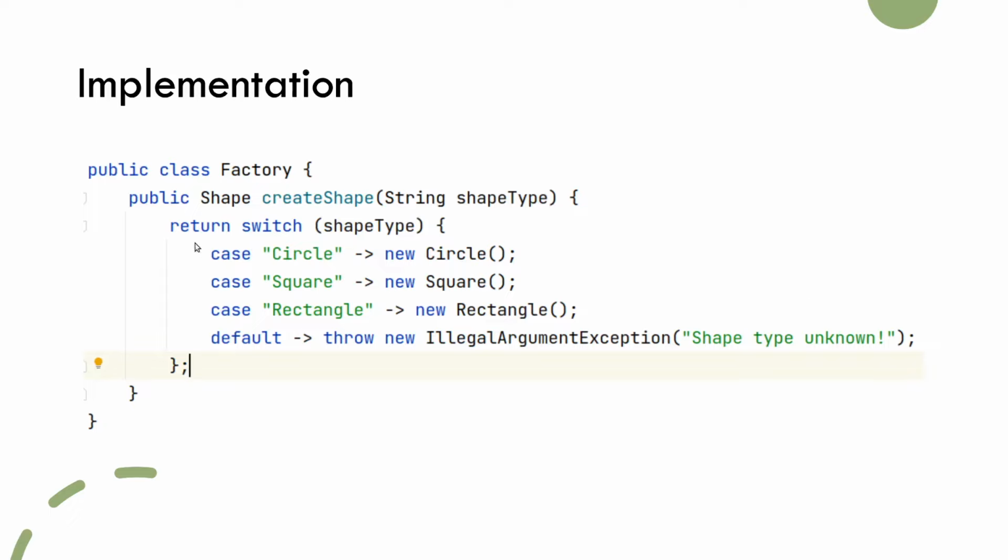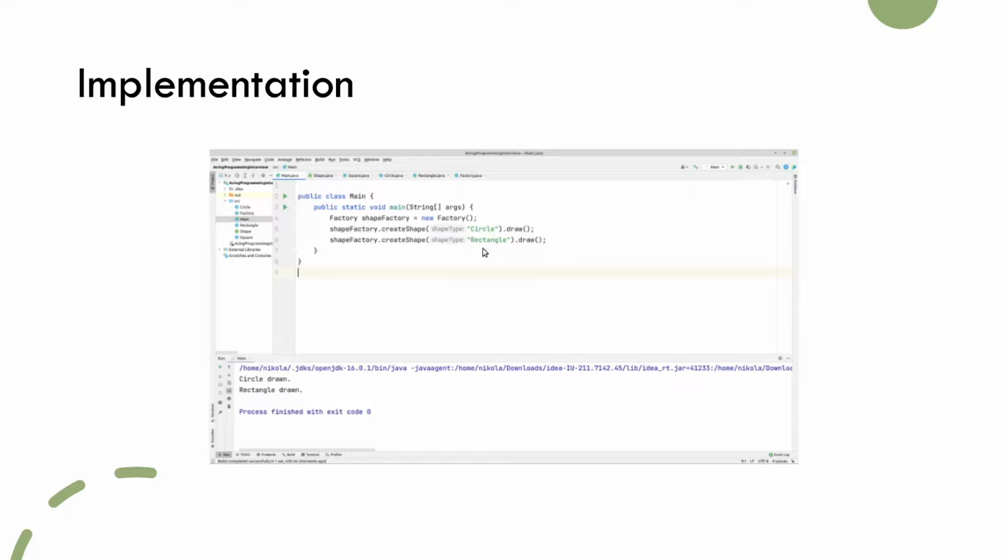Usage of factory method is currently being displayed. If you look at the console output, you will notice that different messages have been logged corresponding to the shape type argument that we have passed to the factory method.